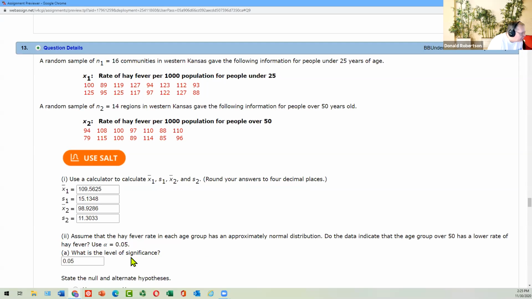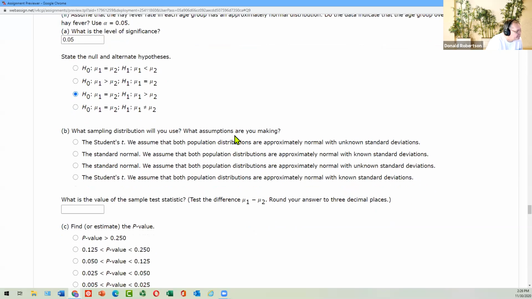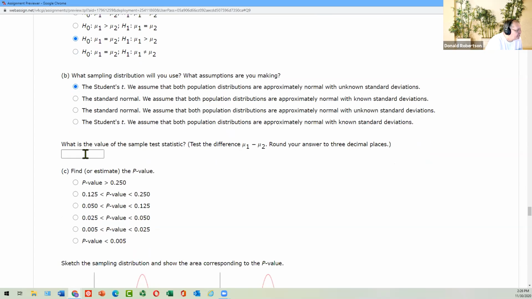Is the over 50 lower than the other group? Is X2 lower than X1? That means is X1 bigger than X2, which is a weird way of saying it, but never mind, it makes it that one. Aren't the young people bigger than the old people? That's just another way of paraphrasing old people less than young. Now, standard, normal, sigma unknown, student T, makes it that one. Test statistic coming up.